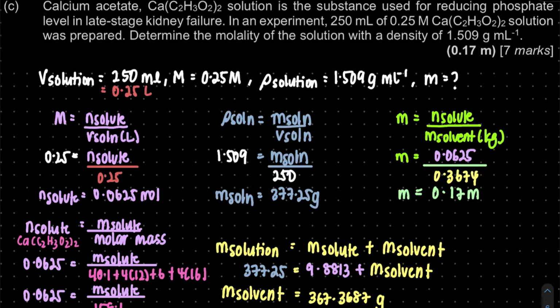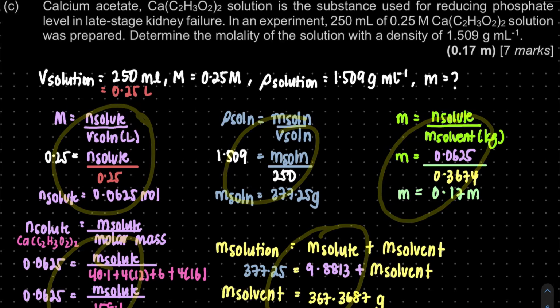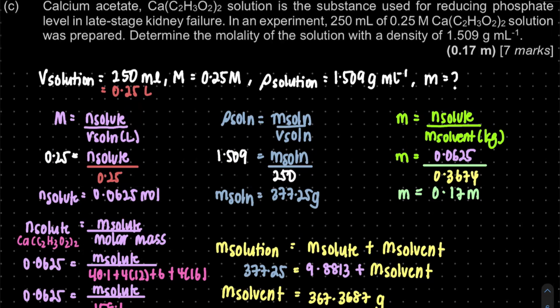Okay, from here we have 1, 2, 3, 4, 5 calculation steps, and as you can see yourself, this question is actually 7 marks. Okay, so that is for question 1C.